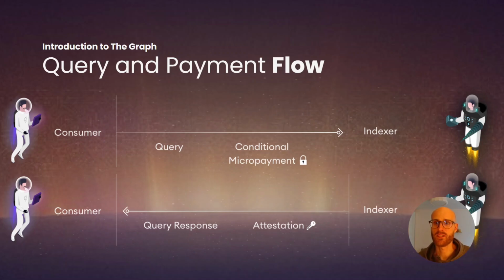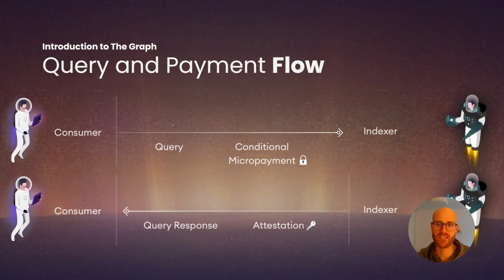To gain a better understanding of the underlying processes of the query market, let's look at how queries and payments are executed. In figure 1 above on the slide, you can see a query and conditional micropayment. If a data consumer is interested in the specific data that an indexer is providing, they will send a query in combination with a conditional micropayment to the indexer, asking for their bandwidth and compute. The query specifies in detail which subgraph they want to query, which data they want to receive from the indexer, and also what block of the blockchain they need the data from.